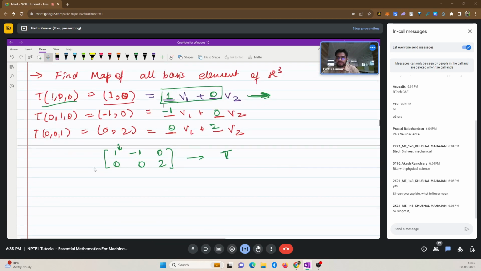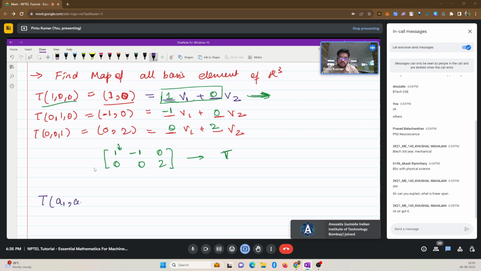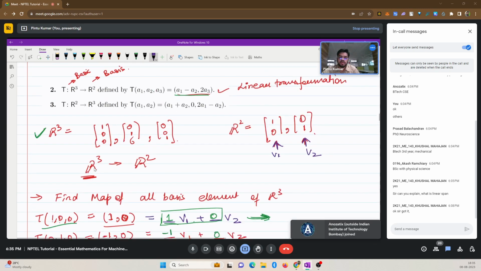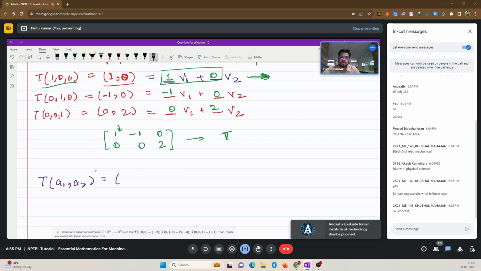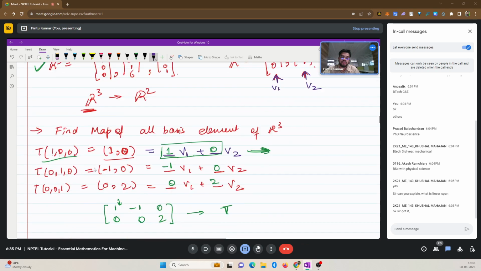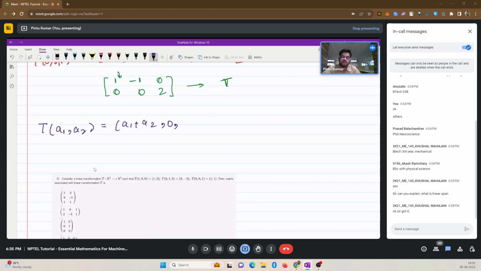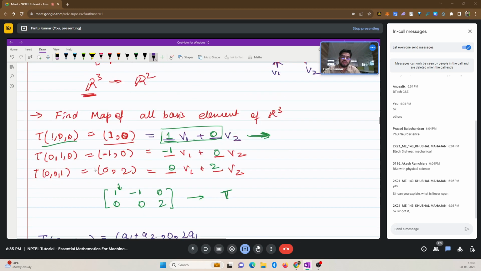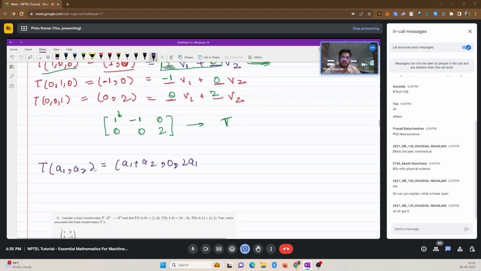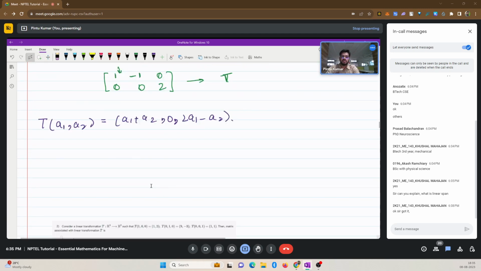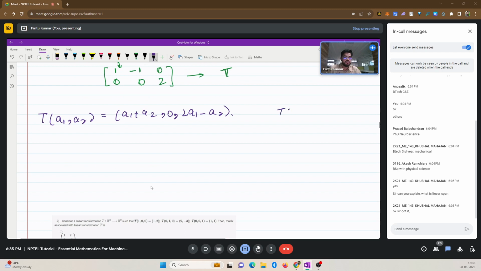Let's write this function. The question is, T of (A1, A2) is nothing but (A1 plus A2, 0, 2A1 minus A2). Again, this map T is from R2 to R3 this time.